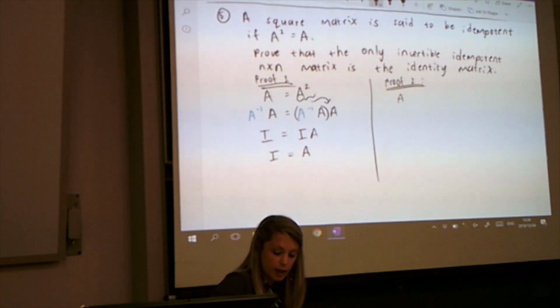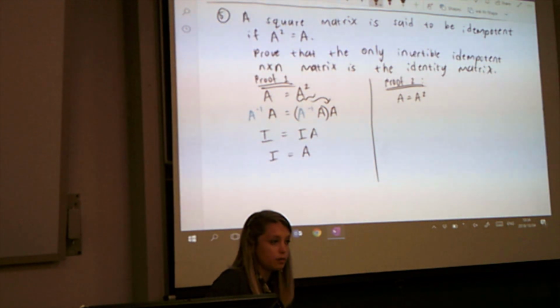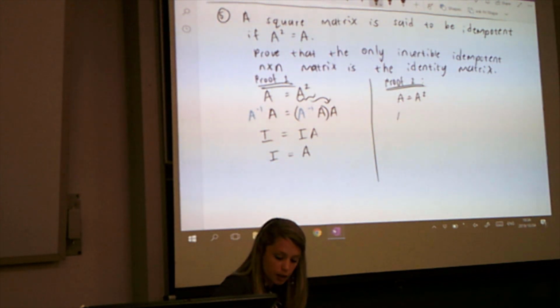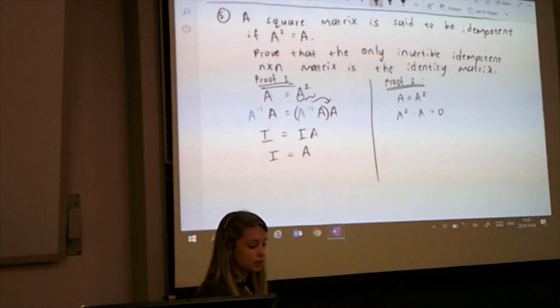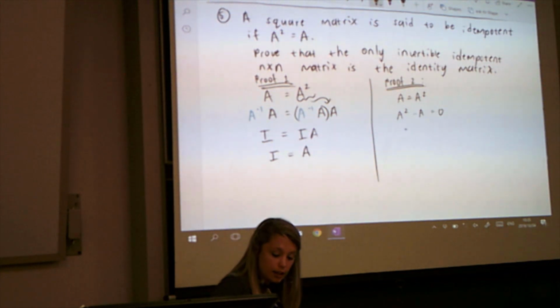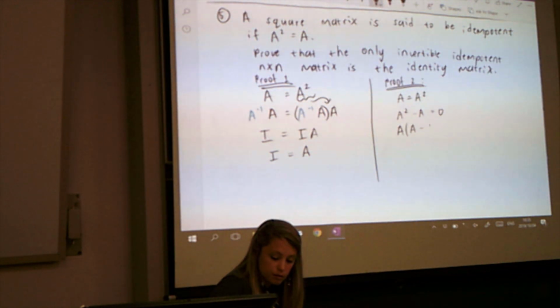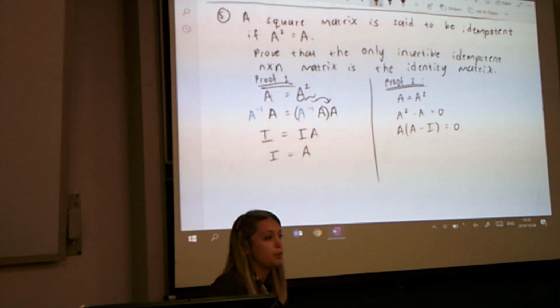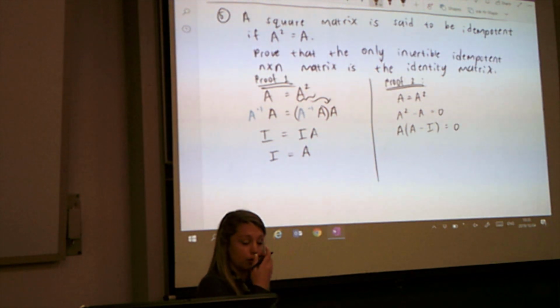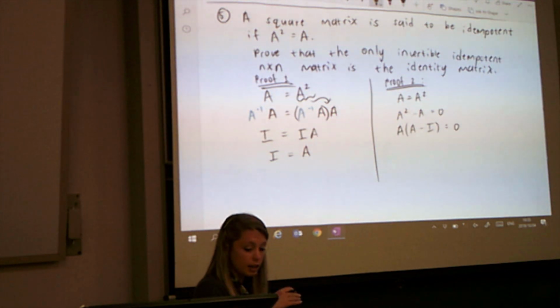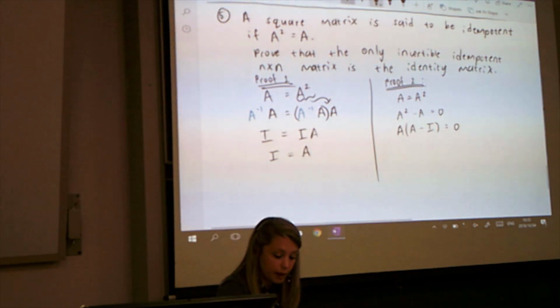So we start with A equals A squared again. Then we can write this as A squared minus A equals 0. Then I can take out a common factor of A, because remember that matrix multiplication is distributive. So this is just the reverse of distributing. I can take out a common factor of A. Then, once again, I'm going to multiply with A's inverse on both sides.